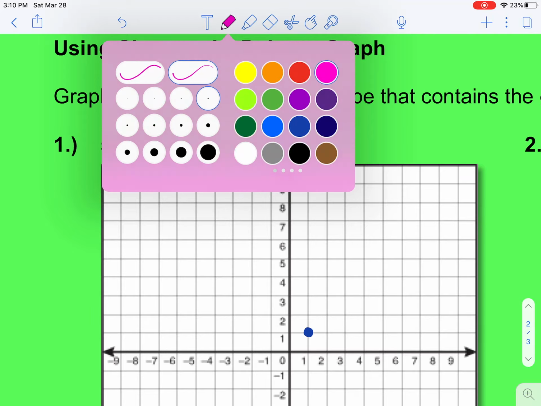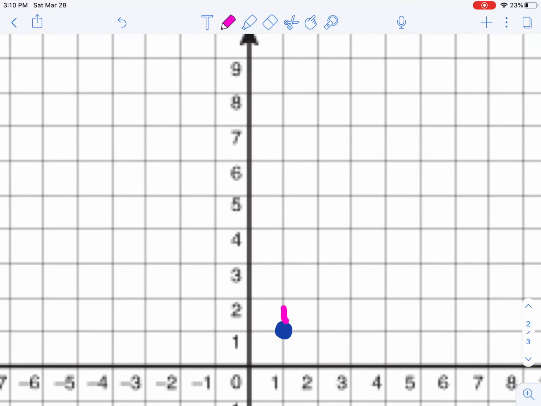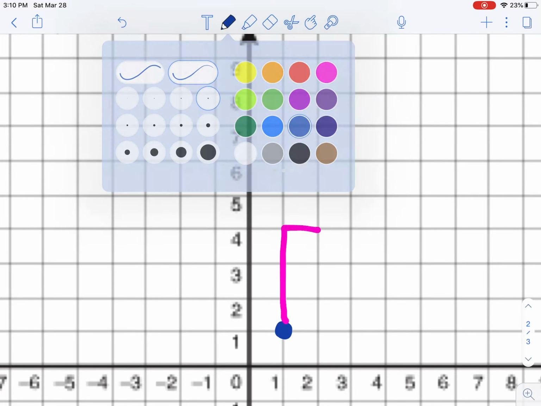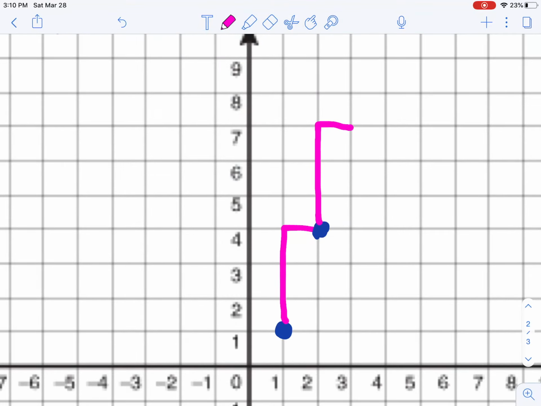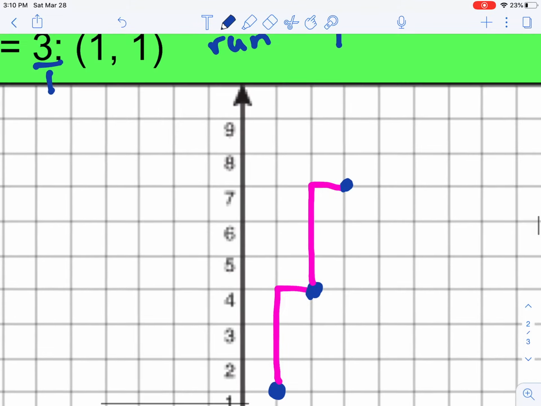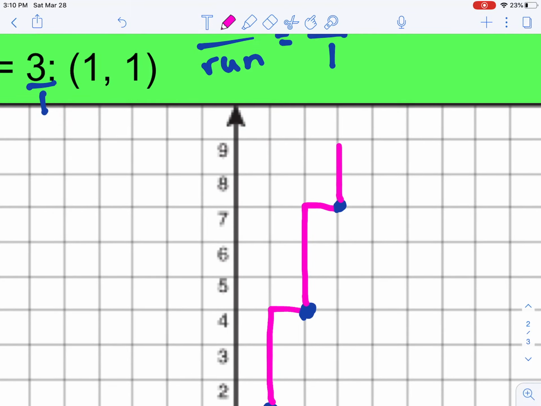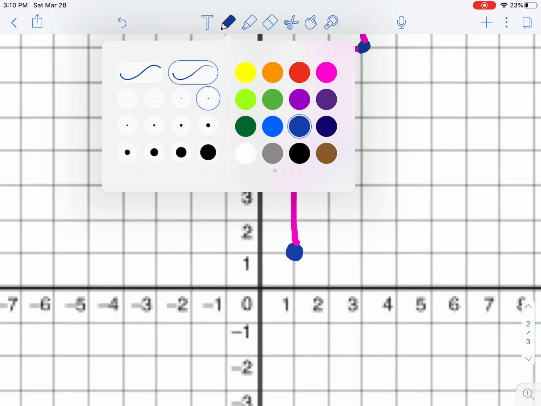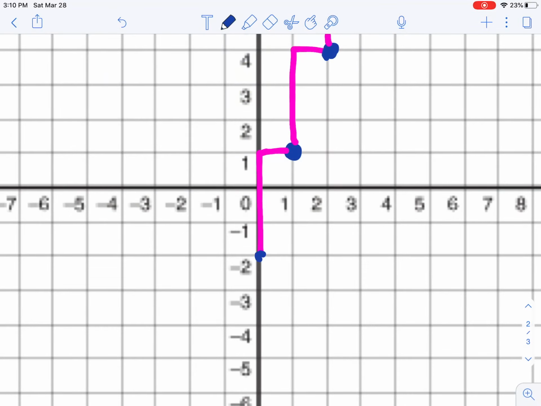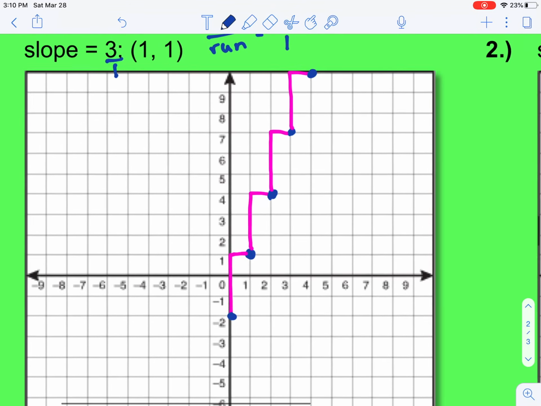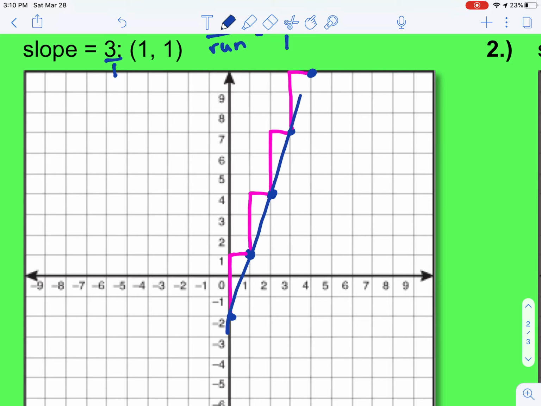So I'm going to go up 3, over 1. Up 3, over 1. You're going to notice a pattern. Up 3, over 1. Now you can continue that pattern the other direction. Just make sure it continues to look the same. So I'm going to go over 1, down 3. Once you feel like you have enough points, and you should have at least 3, probably 3 or 5, I'm going to go ahead and connect my dots as best as I can, and then add arrows to show that that line would continue.